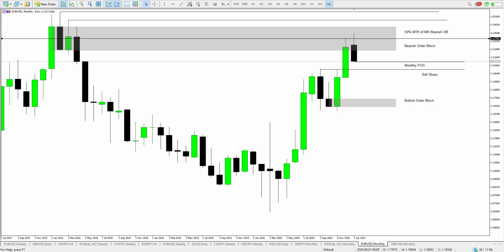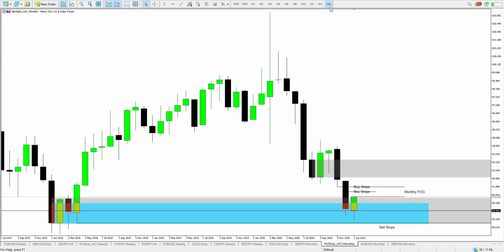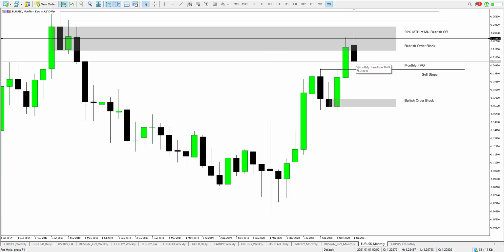So we've got our monthly fair value gap here, which corresponds again with this fair value gap on the monthly chart on dollar. So I'm expecting price to trade lower to this old high here on Euro USD, right? The moment it trades and closes above December's opening price, voila, nothing is gonna stop price going all the way to this bullish order block. You see, that's the reasoning capacity that you need to have.